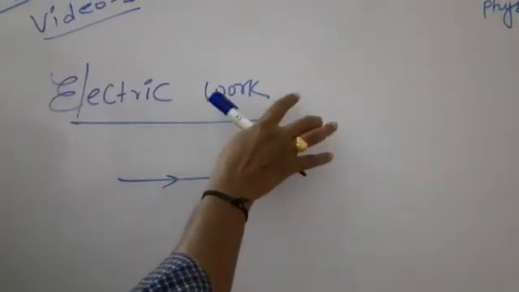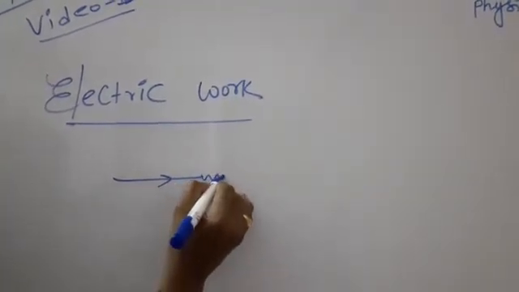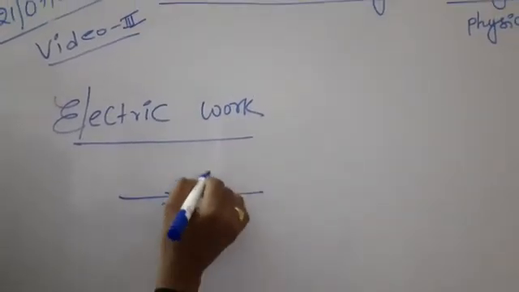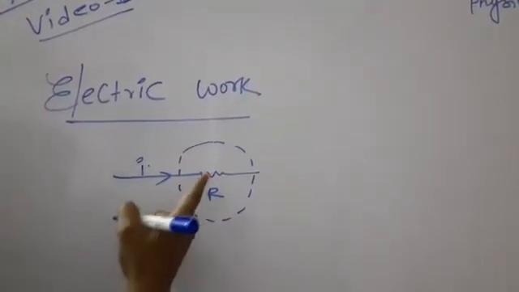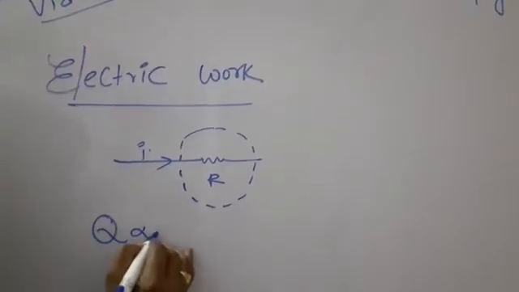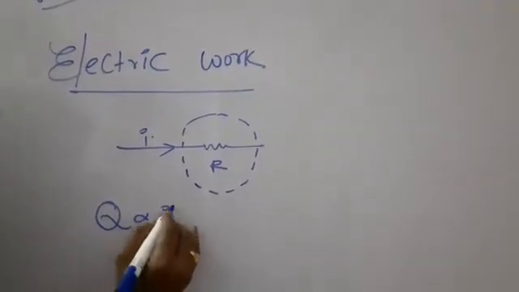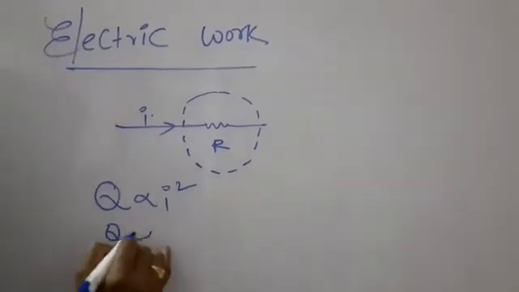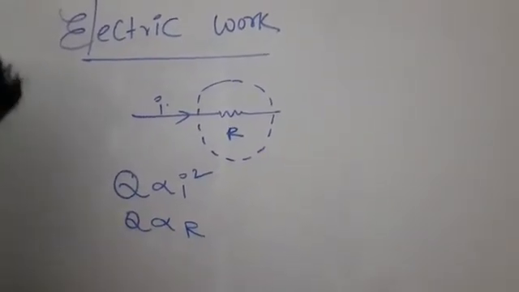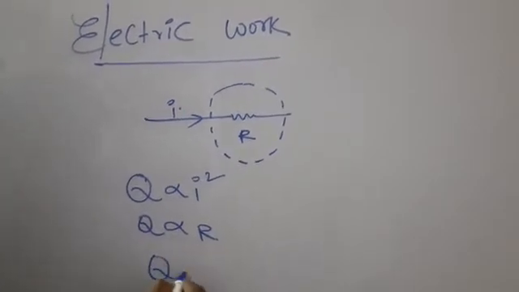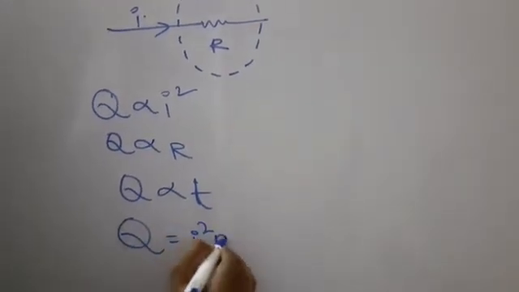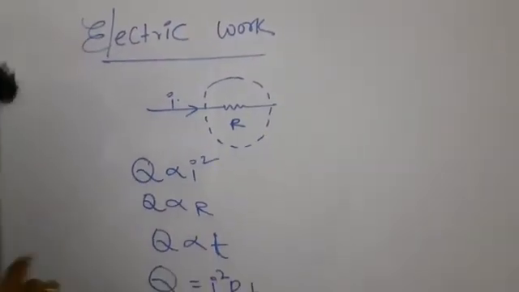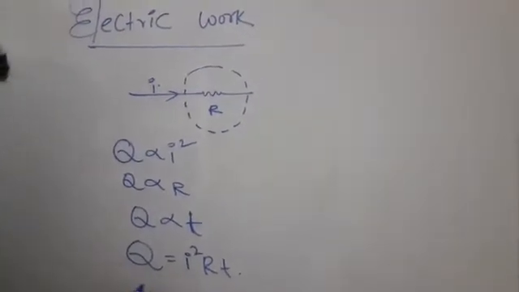Electrical work or electrical energy. When current is flowing through a resistor wire, heat is evolved across this resistor. The evolution of this heat across the resistor is directly proportional to the square of the current, directly proportional to the resistance R, and directly proportional to time. Therefore Q is equal to I square into R into t. This Q is called electrical work or electrical energy, measured in joules, right?